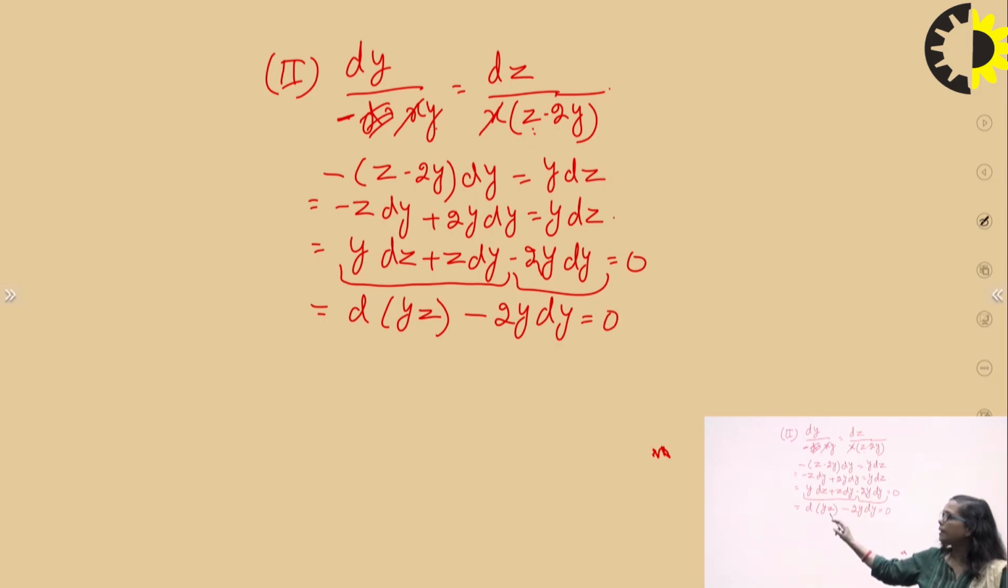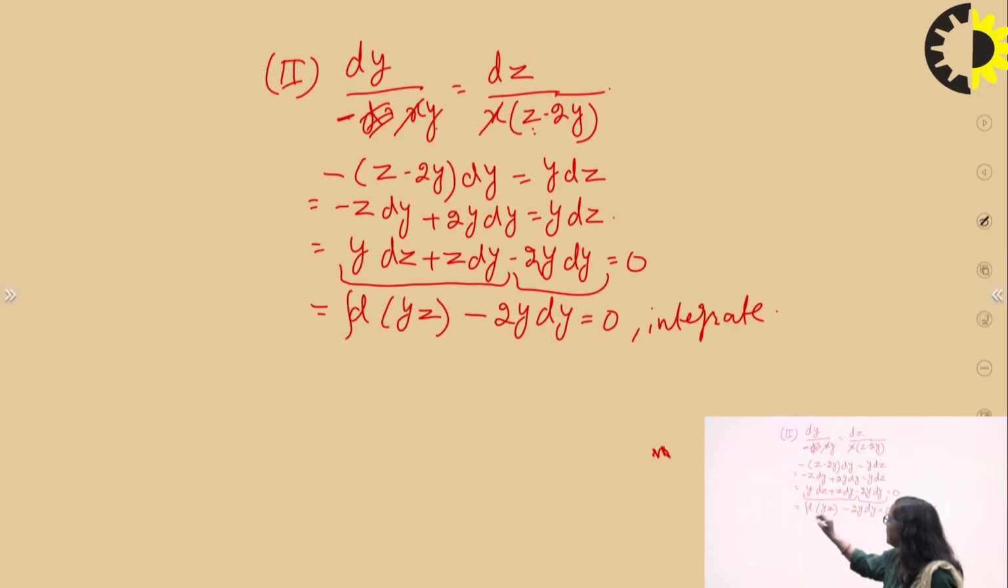Next term is 2y dy is equal to 0. Look at how we write this one. If I take its differential, just apply the product rule. First function y as it is into differential of z, plus second function z as it is into differential of y, dy minus 2y dy. And now this term is integrable. So if this is integrable, the last step is to just integrate it to find my second independent solution.